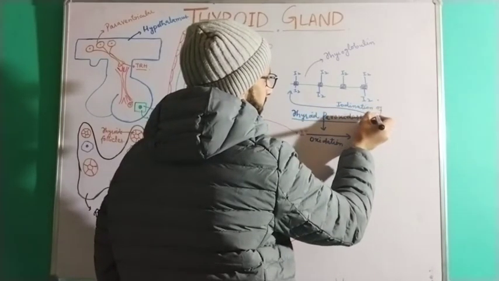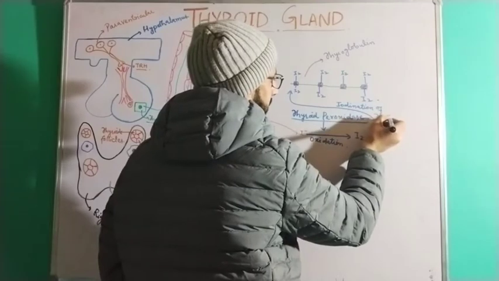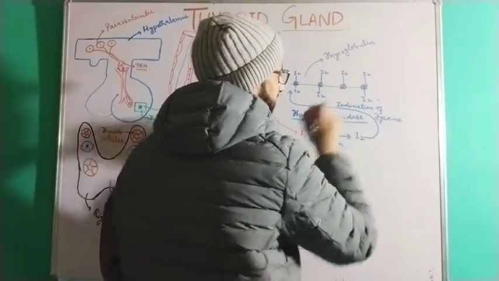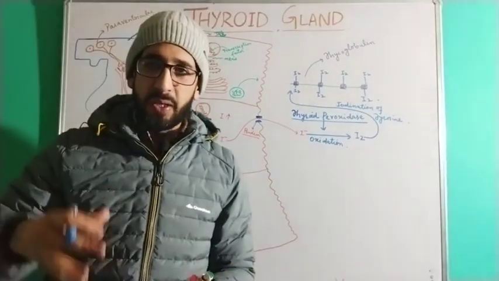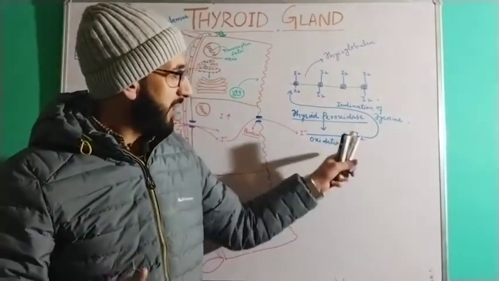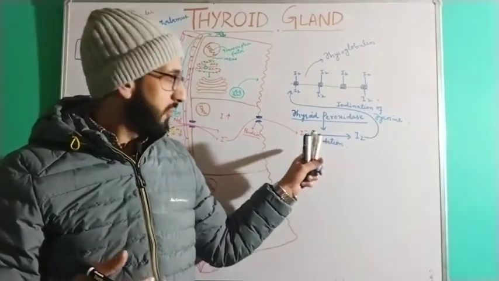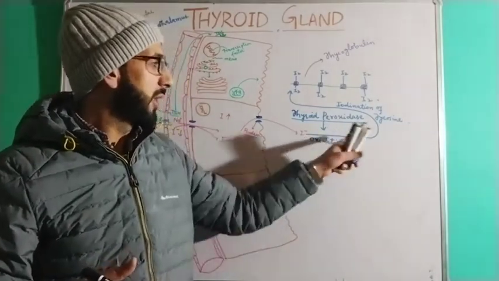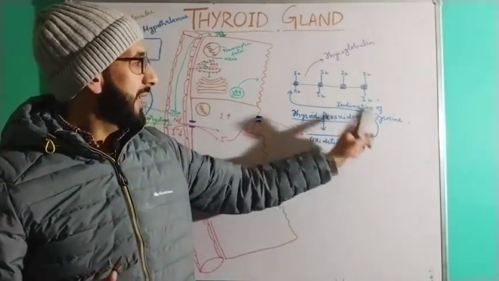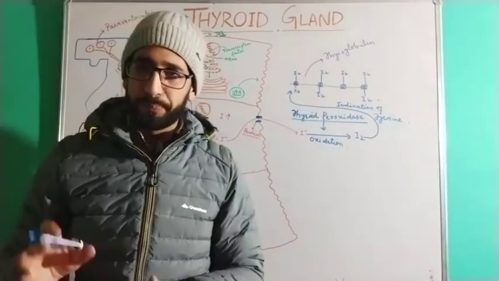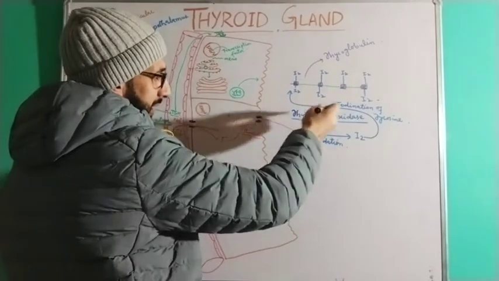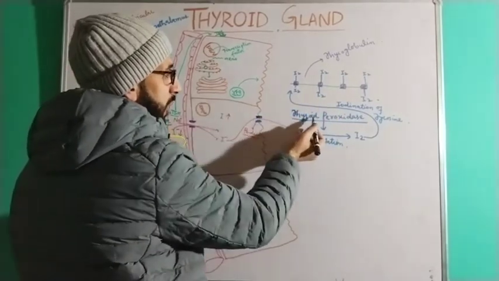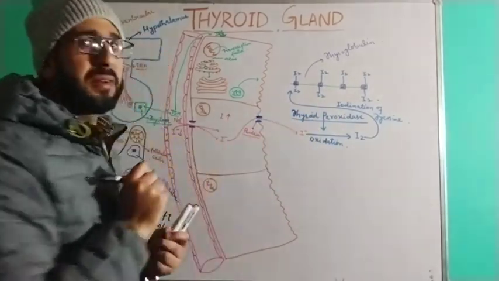Iodination of tyrosine. Iodination of tyrosine means that we are binding the iodine which we have taken into the lumen of the thyroid follicle, and then this iodine is actually bound with the tyrosine. Fine. Now the next thing which is done by the thyroid peroxidase is the coupling reaction.